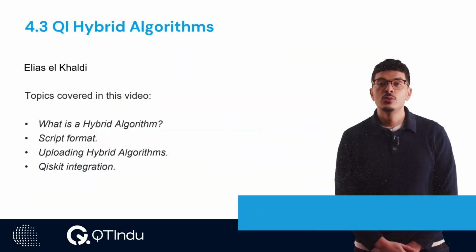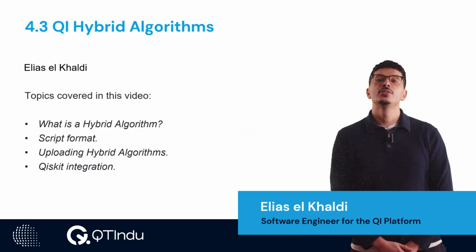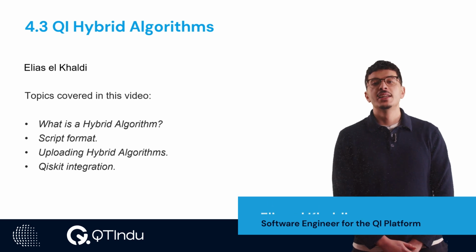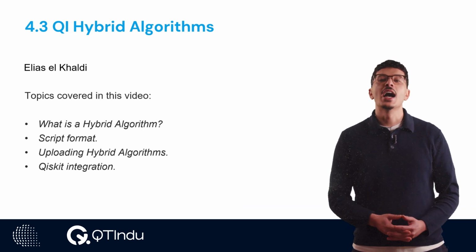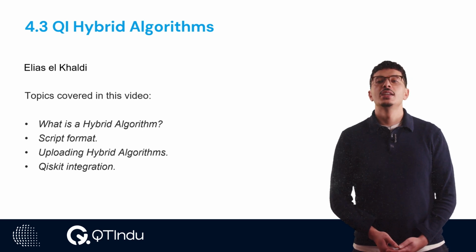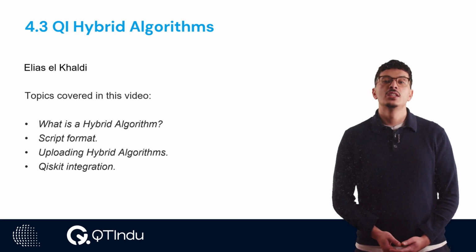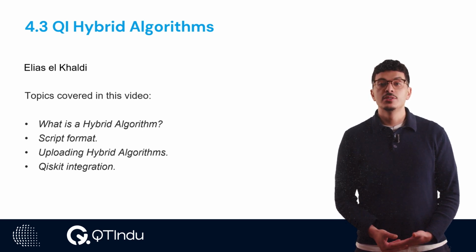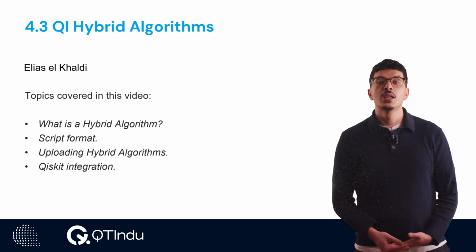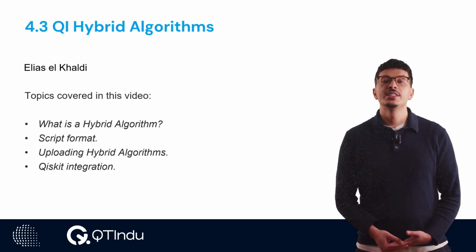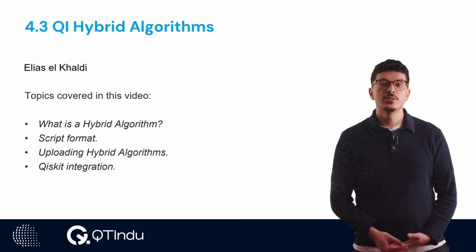Now that we've gotten acquainted with the usage of the SDK to run our quantum algorithms, let's have a look at how we can combine quantum and classical computations using hybrid algorithms. In this module, we will discuss the introduction on hybrid algorithms in the QI platform, how to write a hybrid algorithm, how to run a hybrid algorithm using the SDK, and finally, how to access and modify the results.